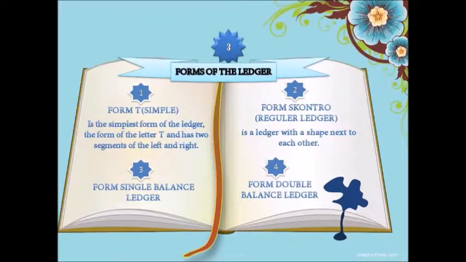The third point is about the various forms of the ledger. The forms of the ledger are as follows. 1. Form T or simple is the simplest form of the ledger, in the form of the letter T, and has two segments, left and right. 2. Form control or regular ledger is a ledger with steps next to each other. 3. Form single balance ledger. 4. Form double balance ledger.